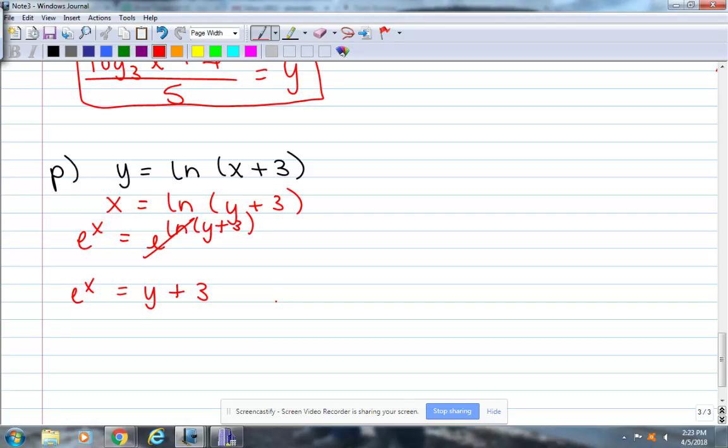So the E and the natural log cancel out. That's why you did that. And then we get y by itself by doing what to both sides? Subtract 3. So the answer is E to the x power minus 3 equals y. So that's how you find the inverse of a logarithmic function.